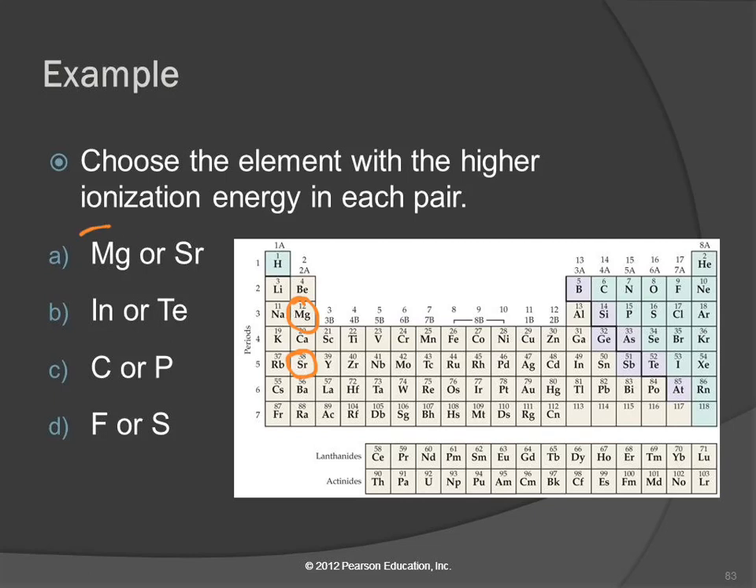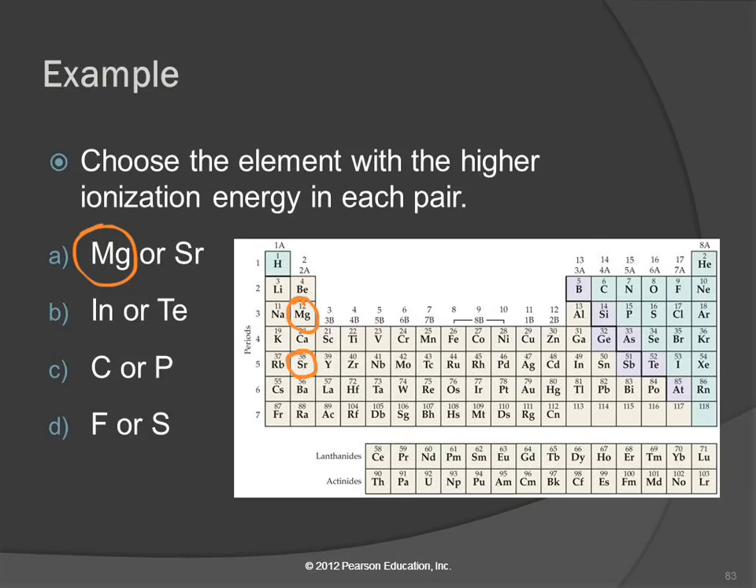Magnesium. Magnesium is a smaller atom. Magnesium's outermost electrons are in the 3rd energy level. Strontium's are in the 5th energy level. They're 2 levels farther out. And it's easier to pluck an electron off and make an ion.